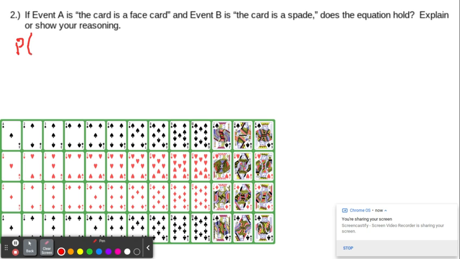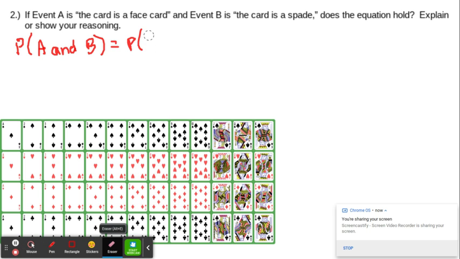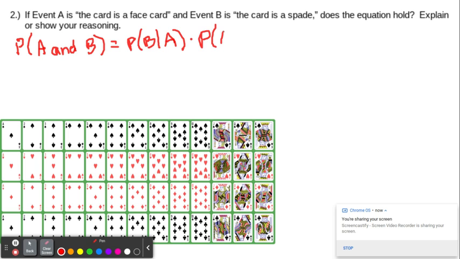We know it's the probability of A and B. Does that equal the probability of A? Actually, let's mix it up this time. Let me go back. Let me go B given A this time. B given A times the probability of A happening by itself. Okay, so here we go.